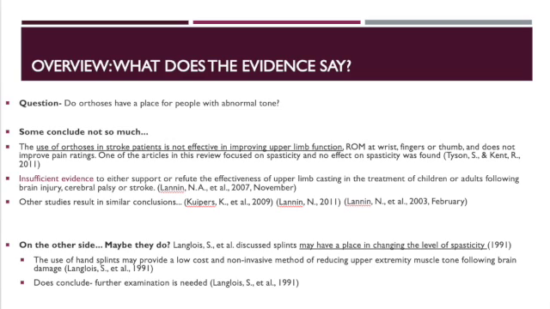A systematic review done by Tyson and Kent suggested that the use of orthoses in stroke patients is not effective in improving upper limb function, range of motion at the wrist, fingers, or thumb, and does not improve pain ratings. One of the articles in this review focused on spasticity and reported that no effect on spasticity was found. Another article determined that there was insufficient evidence to either support or refute the effectiveness of upper limb casting in the treatment of children or adults following brain injury, cerebral palsy, or stroke.